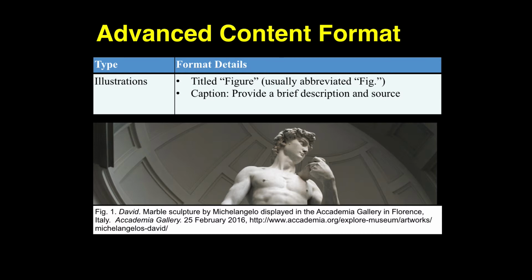Now, for illustrations, that's visual materials that originated as a whole image from a source. It could be a chart, graph, map, or any other type of image. The primary difference is that the title, caption, and source, all of those appear below the image.